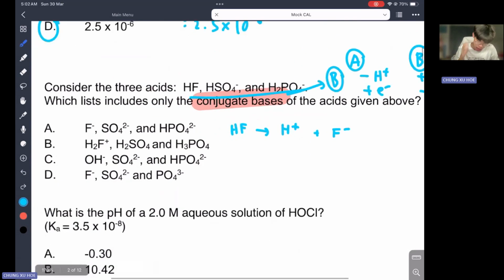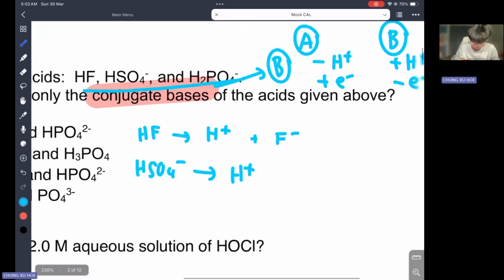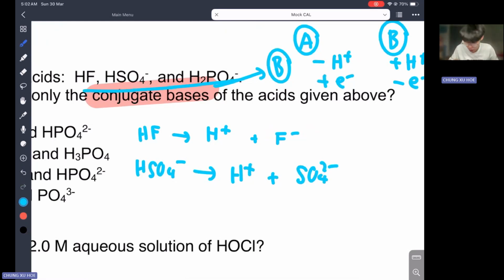Yeah. Next, HSO4 minus, I want to be faster. So it loses a hydrogen ion. What happened is SO4 2 minus, lose hydrogen ion, gain more electron, according to Bronsted-Lowry theory.